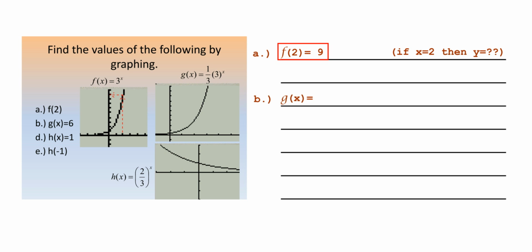G of x is our next question, for B. G of x, where's g of x? Hey, that's the second graph at the top, right? So the top right graph. G of x equals 1/3 times 3 to the x, and we're looking for when g of x equals 6. Is that the x or the y value that we know? Well, if it was the x, we wouldn't have an x shown there, so it has to be the y. So it's like saying if y equals 6, then what is the x value?